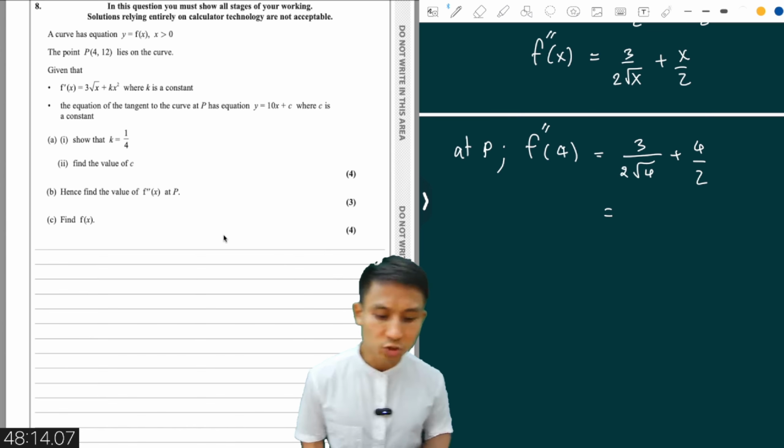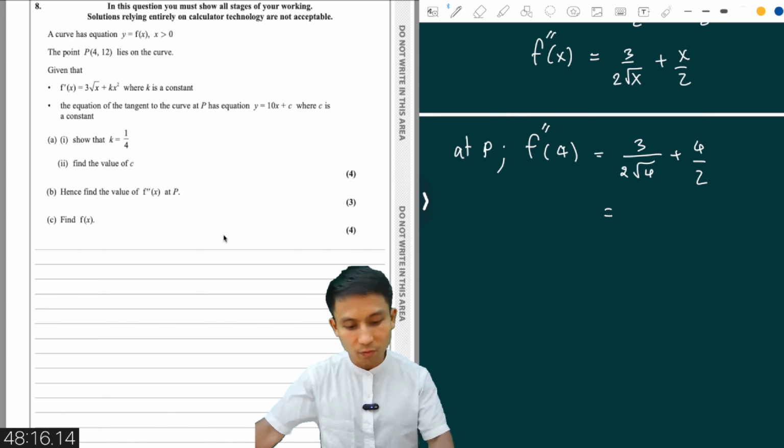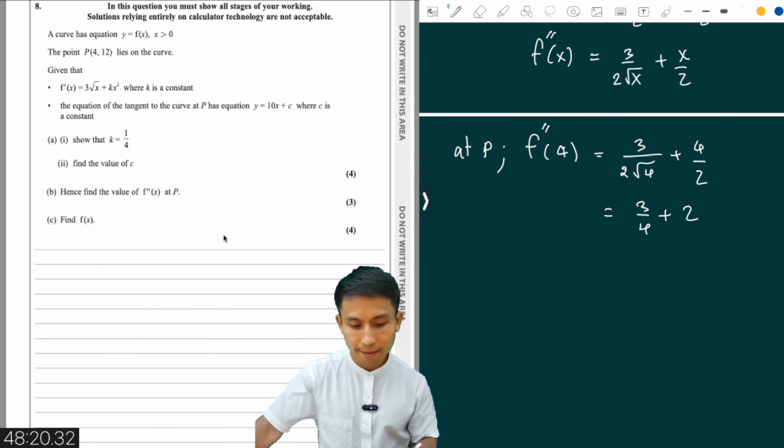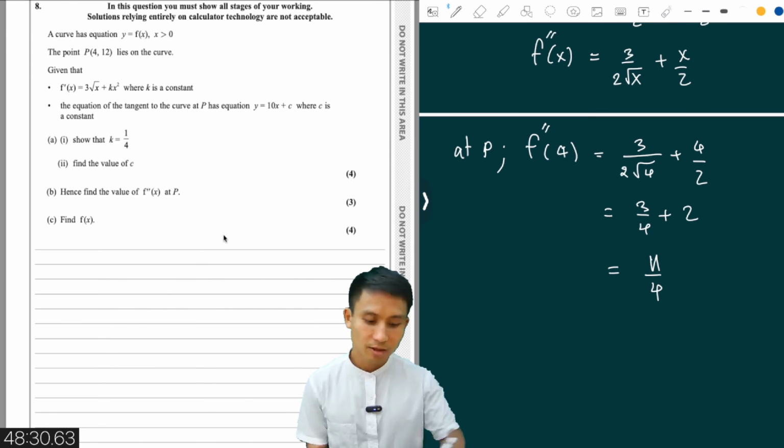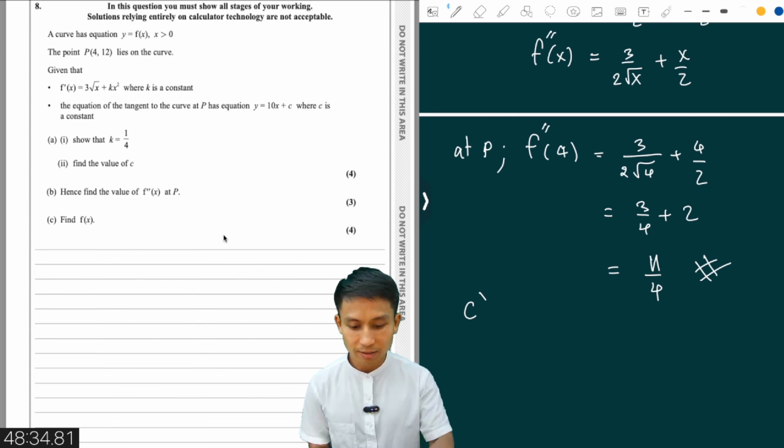So 3 over 2 times 2, 3 over 4 plus 2, right? And then we do the fraction there, which is just 8 plus 3, which is 11 over 4, right? Yeah, so that's it. Okay, part C.